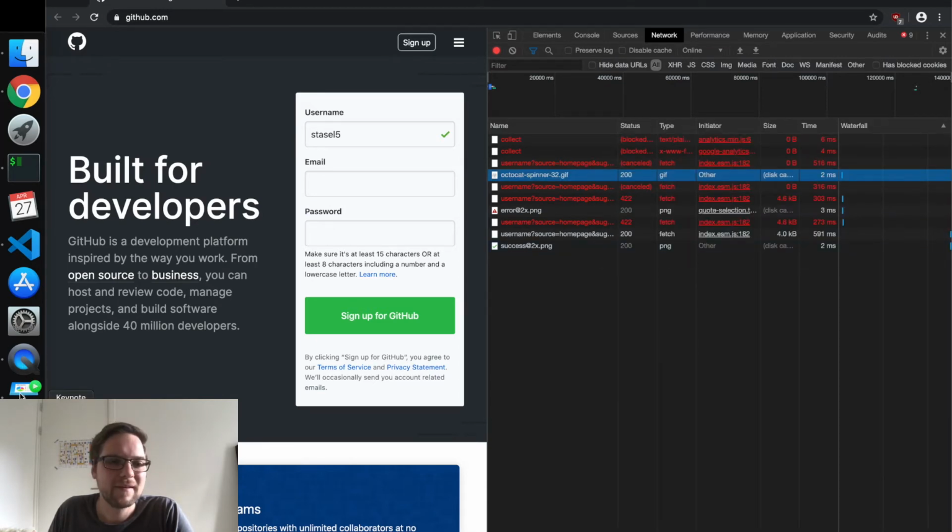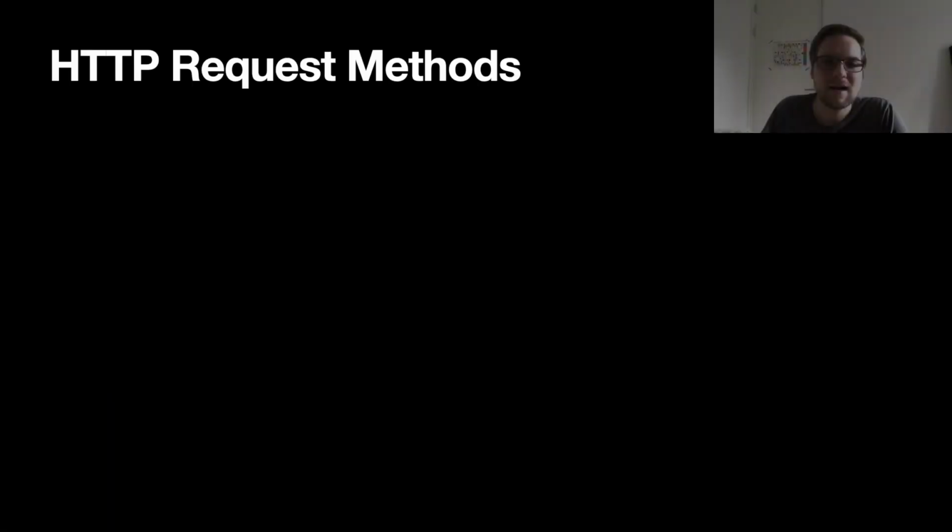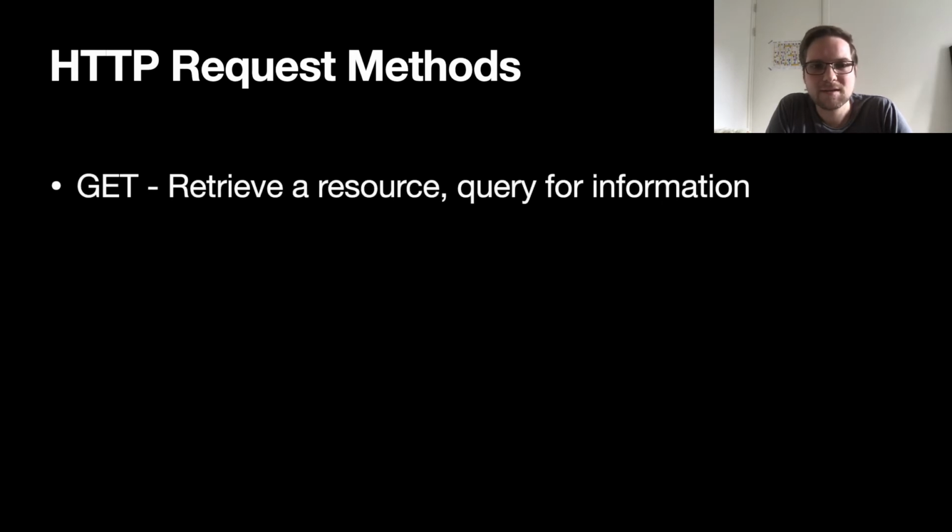Let's go back to the slides. I want to talk a little bit about the HTTP methods that we saw at GitHub. We saw already two. We saw one get and we saw one post. So the get HTTP method is used to retrieve information from the server. For example, get index.html. I want to get the page.